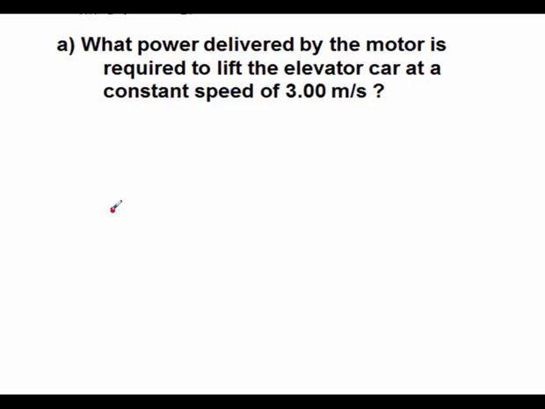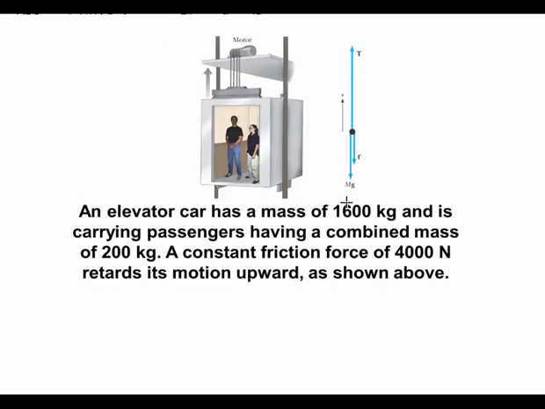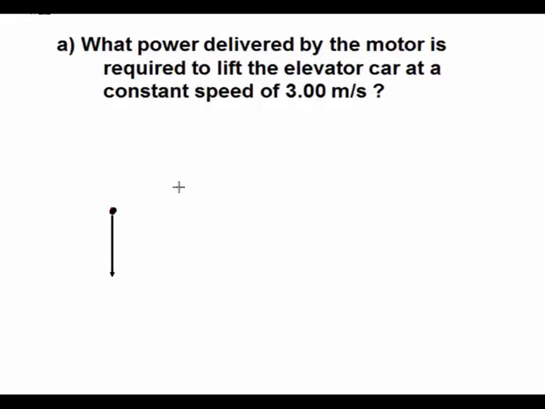Alright, so we'll draw ourselves a free body diagram here. I will find out what the total mass going down would be. So our total mass would be 1,600 kilograms. We have 200 kilograms of passengers, so that total mass would be 1,800. Multiply that by 9.8.